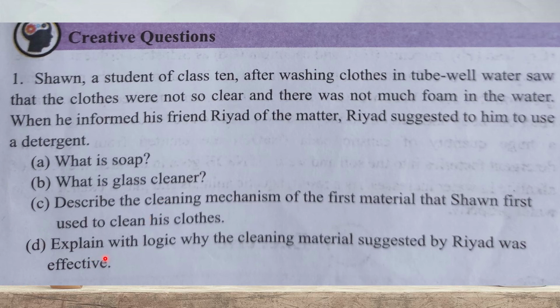Question D. Explain with logic why the cleaning material suggested by Riyad was effective. Riyad suggested using detergent, and we know detergent is a more effective cleaning material than soap. So here, from the cleaning mechanism of soap and detergent, detergent is more effective. You have to explain this. Also you will get this from lecture 10.